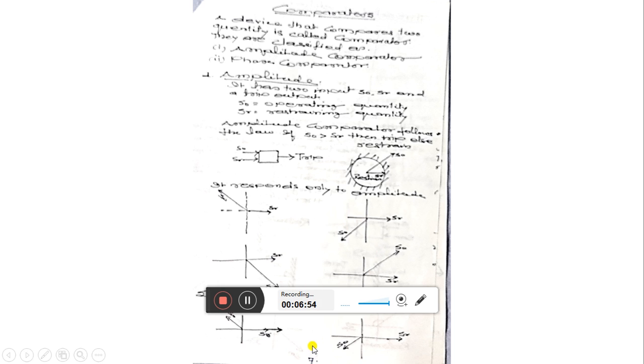Now let us see the restraining part. The restraining part has been shown here. Let us say this is S0, the operating quantity amplitude, and this is SR, the restraining quantity amplitude. So what we see here is that the operating quantity magnitude is less than the restraining quantity magnitude. So S0 is lesser than SR, or we can say that SR is greater than S0.